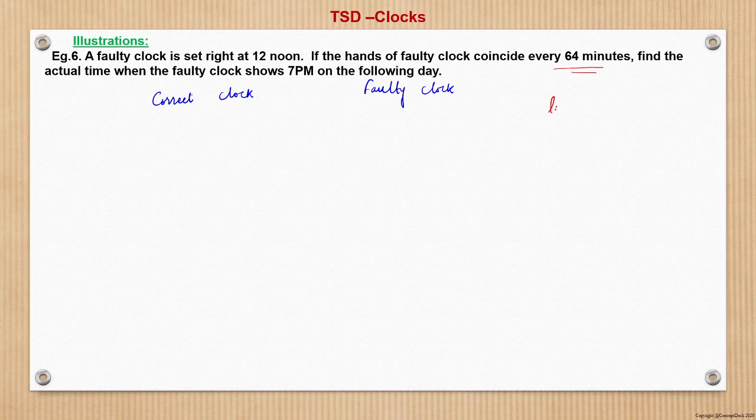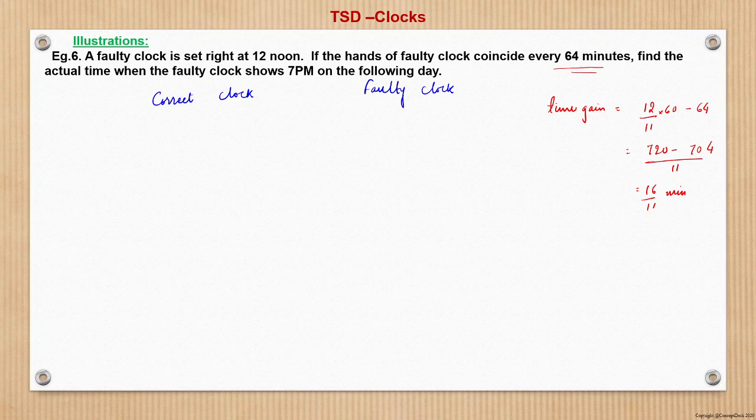So what is the time gain? Why time gain only? Why not loss? Because this is less than 12 by 11 hours, right? So this will be 12 by 11 into 60 minus 64. So 720 minus 704 upon 11, which is 16 by 11 minute time gain, right? So the faulty clock is having a time gain of 16 upon 11 minute, and that time gain is in 64 minutes.